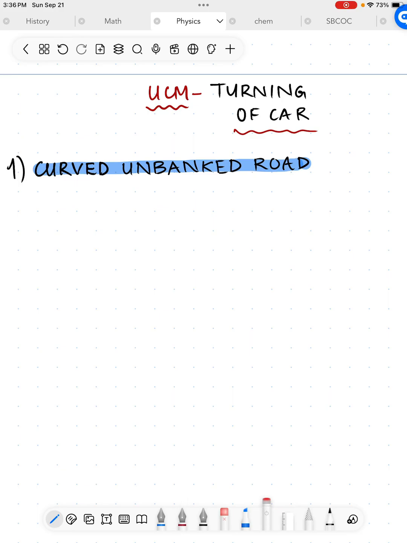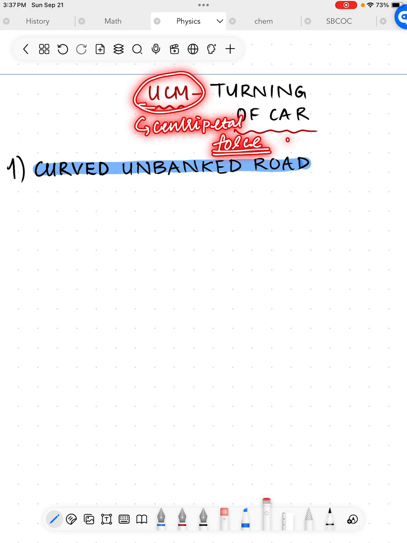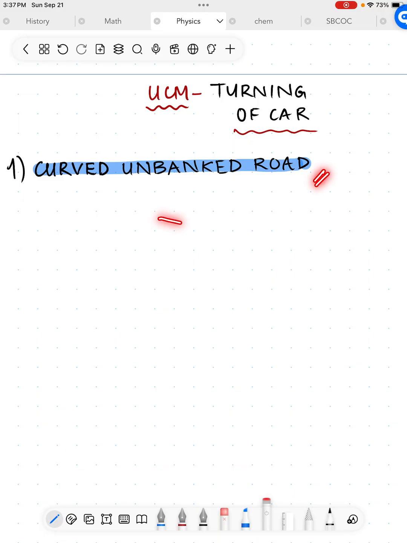So today we are going to talk about turning of a car, and this is a part of UCM because it involves the concept of centripetal force and centripetal acceleration as well. Now first we'll see the turning of a car on a curved unbanked road, मतलब a normal curved road. For those who are new, unbanked doesn't mean anything to you. So on a curved road, how a car is turning.